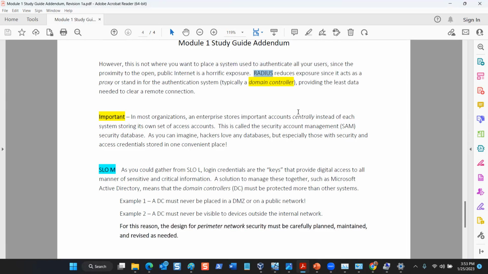Most organizations store the user accounts centrally instead of each system storing its own set of access accounts. This is called the Security Account Management Database, or SAM. You'll often see references to SAM. And as you can imagine, hackers love to try to get a hold of the SAM. If they can get a copy of the SAM, then they can start determining who has which accounts, what are their hashes, all that kind of business, right? A domain controller has everyone's account for the entire organization on all the systems. So it's kind of like the keys to all the castles. That's a central security account management model. It's not a standalone. So that's something that we'll be talking about more in detail in the next module.